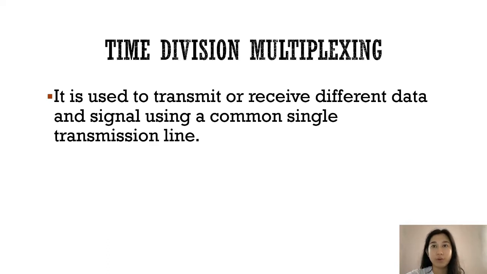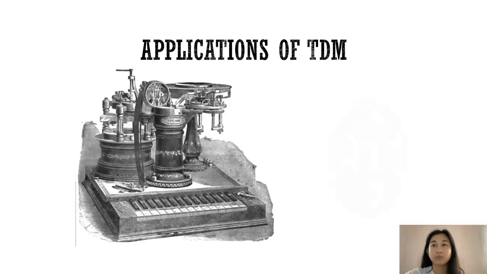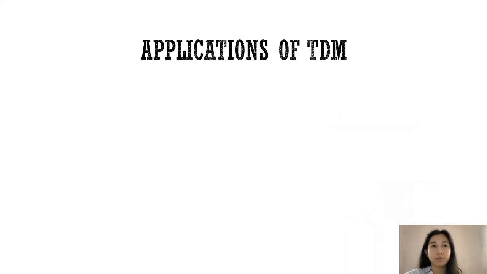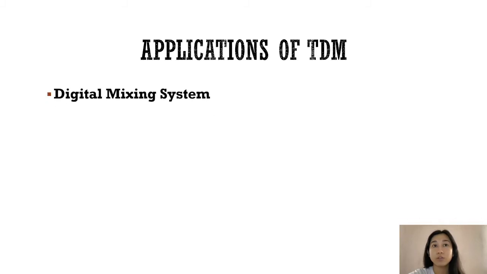The first TDM was developed for telegraphy application. Using this system, multiple data transmissions were routed over a single transmission line. Nowadays, TDM is used for many applications. Here are some of the applications of TDM. 1. For digital mixing system. A digital mixing system or digital mixing console is an electronic device used to combine, route, and change the dynamics and other properties of multiple audio input signals.